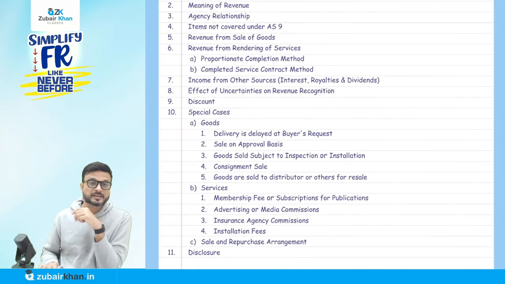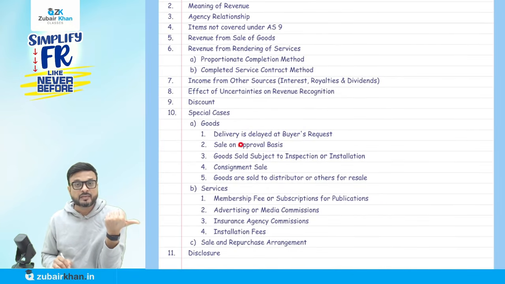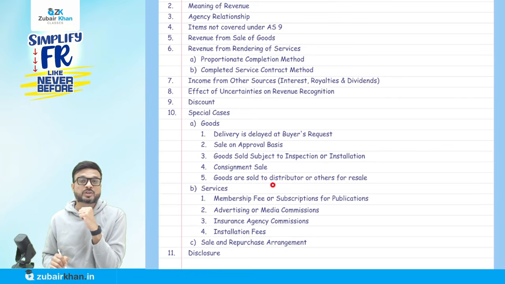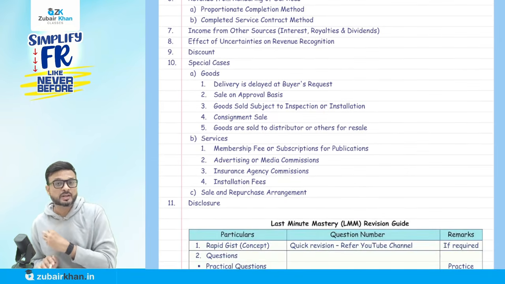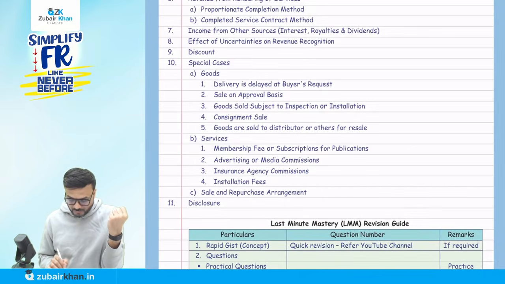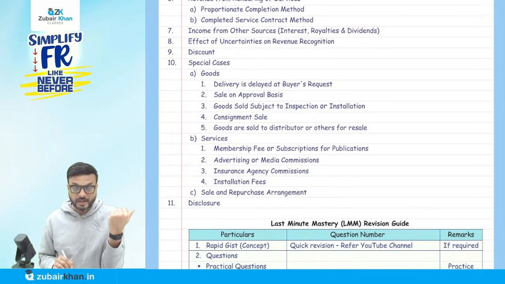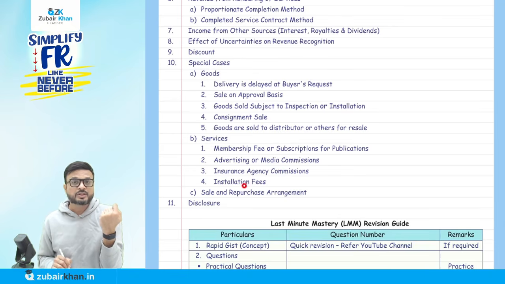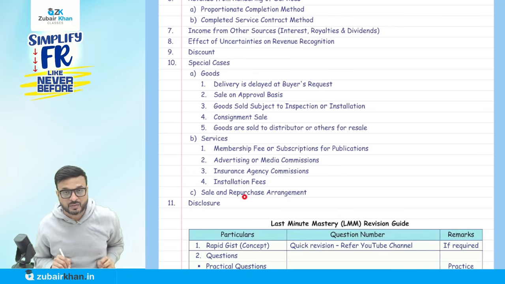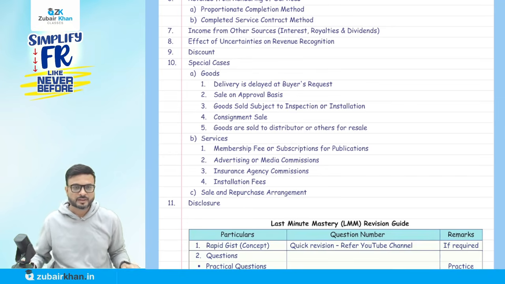There are special cases related to goods, like delivery delayed at the buyer's request, sales on approval basis, goods subject to inspection or installation, consignment sale, and goods sold to a distributor or other for resale. Now, special cases related to services: membership fee or subscription for publication, advertisement or media commission, insurance agency commission, installation fees, and lastly sales and repurchase arrangements, and then disclosure.